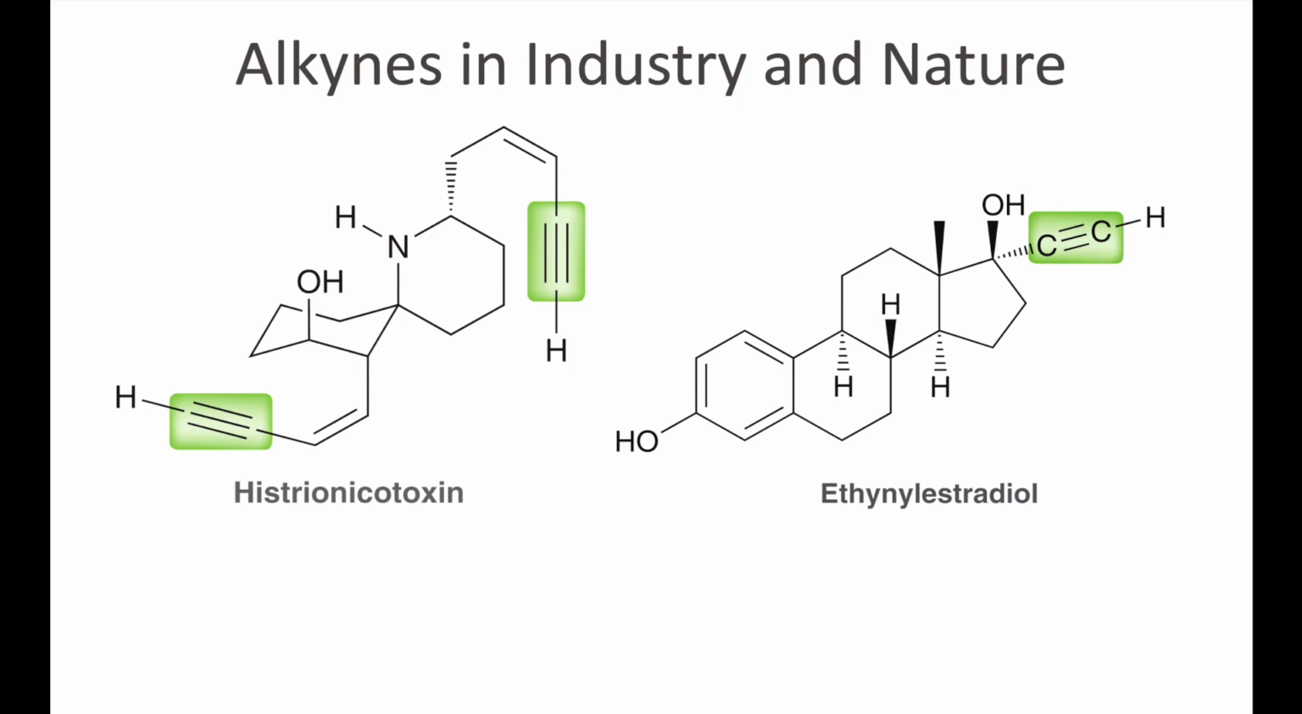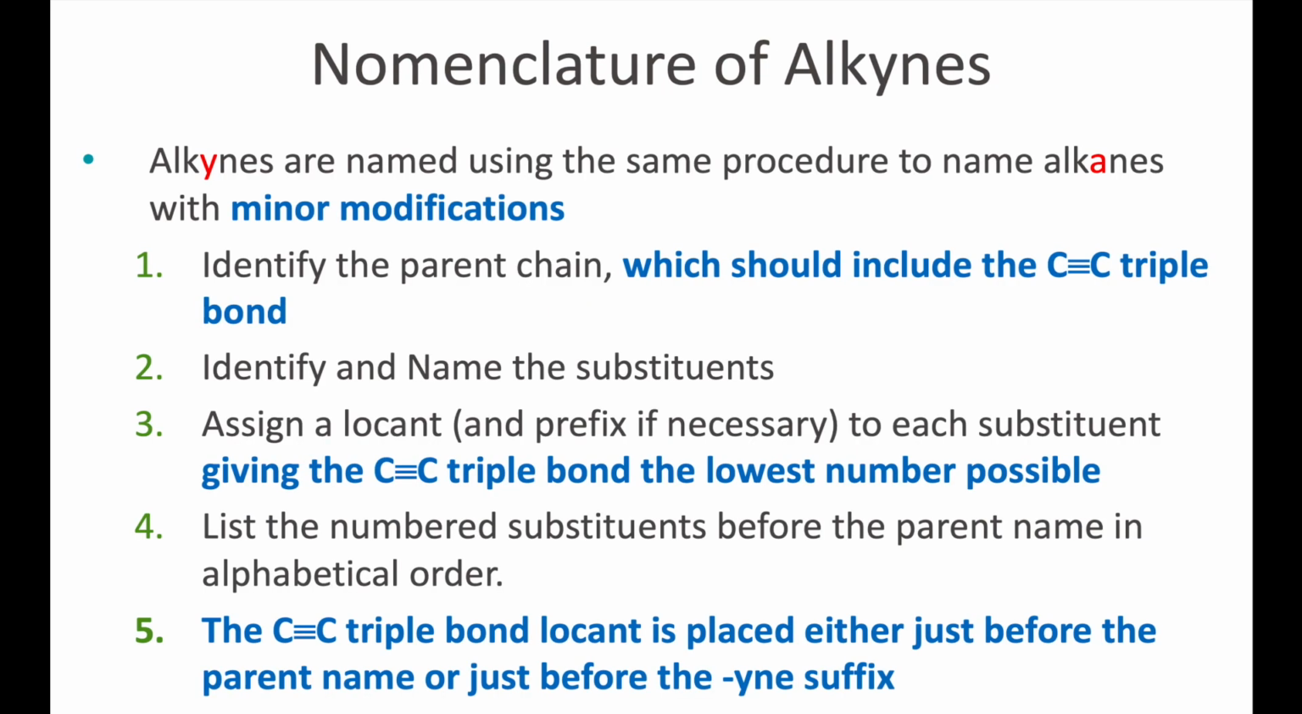A key feature of the alkyne functional group is that it is very rigid. Because of the triple bond, the geometry of the alkyne is linear, so there's no bend. And because of pi orbital overlap, there is no rotation of the bonds. And so when organic chemists try to add rigidity to their molecules, they will often look towards the alkyne moiety. Okay, so let's talk about how to name alkynes.